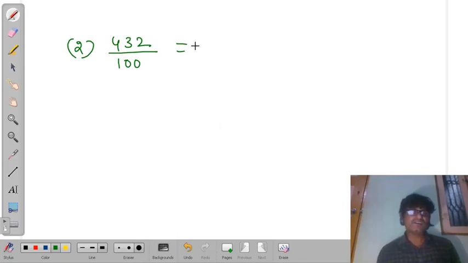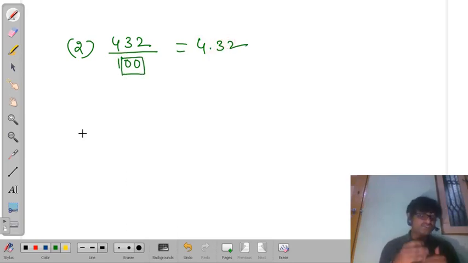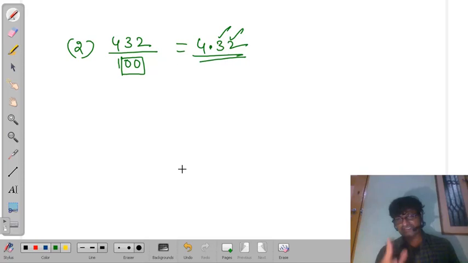The answer is actually 4.32. We have two zeros in the denominator, so this is a multiple of 100. That is why you put a decimal point such that after the decimal point we must have two digits. That means counting 432 from right to left, 1, 2, you put the decimal point here. So 4.32 is the correct answer.